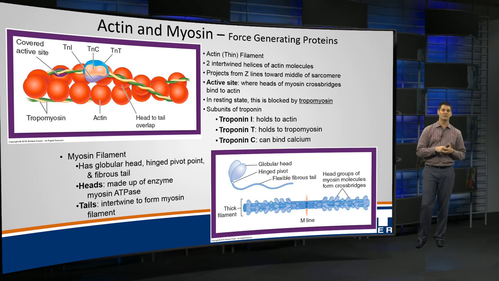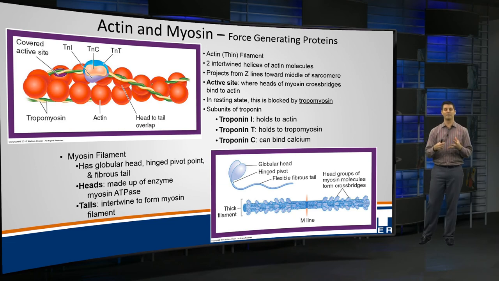Our other filament, the myosin filament, is what I would call a double-headed golf club. So it's long with two globular heads that has a hinge pivot point, right?